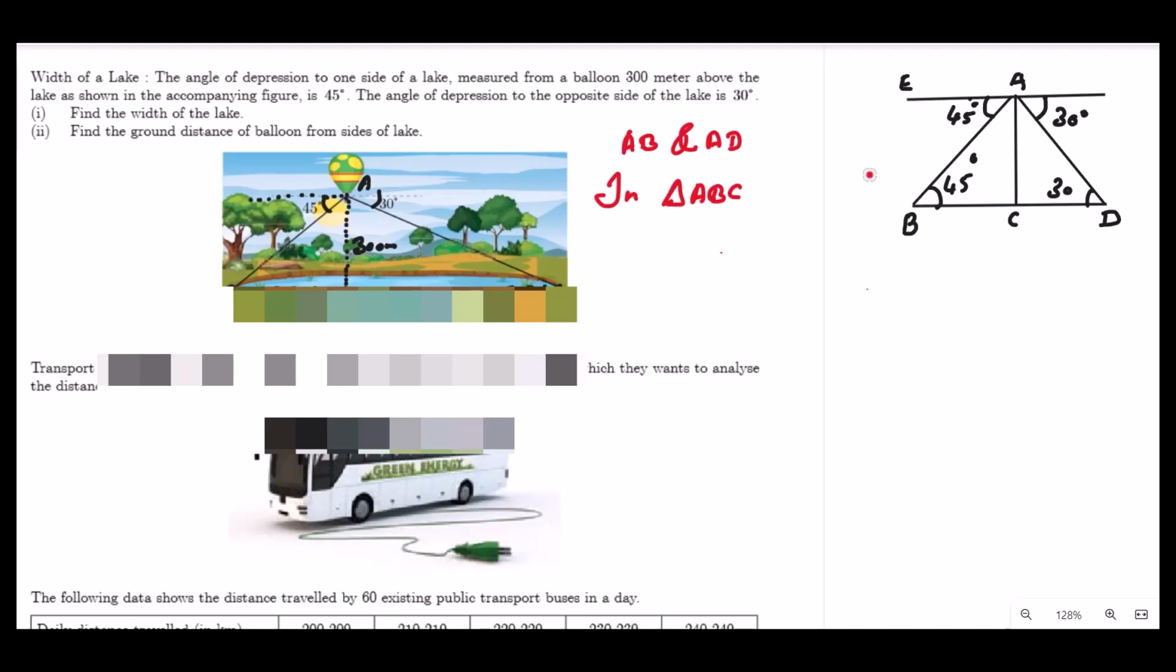Now you see that the opposite side is given. What is the opposite side of this angle B? That is equal to 300 meters. This distance we are given as 300 meters, so the opposite is given. So you can take sine 45, not cos 45, because AC, the opposite side, is given in the question. So we will take sine. Sine 45 is opposite, that is AC upon AB.